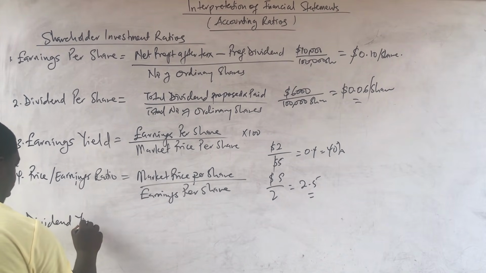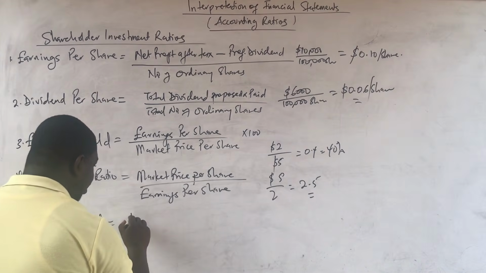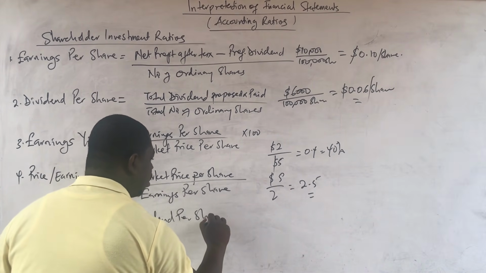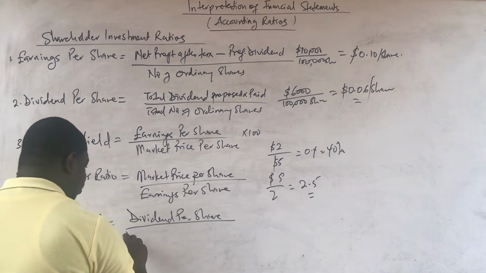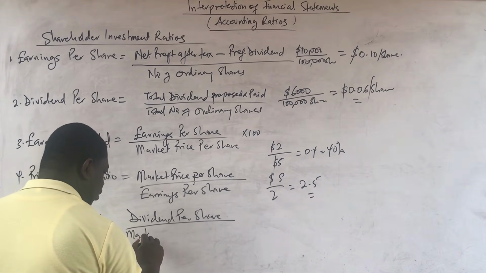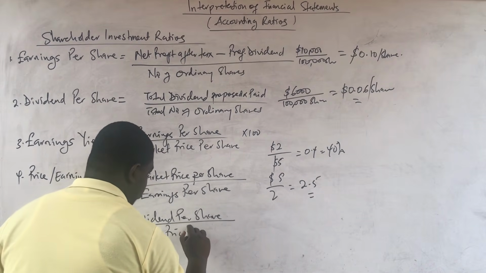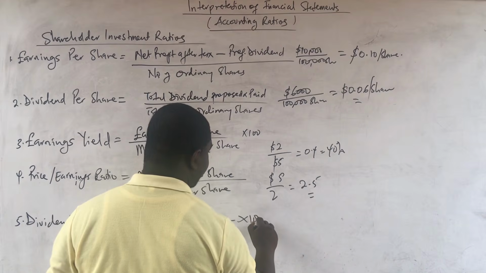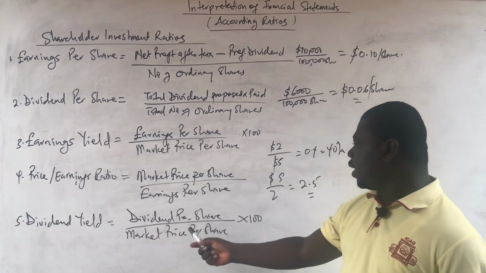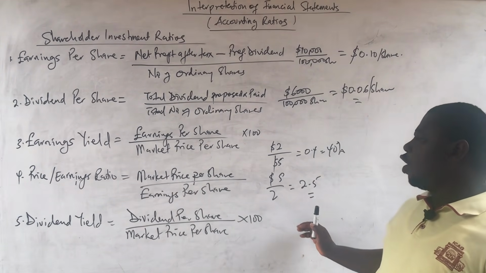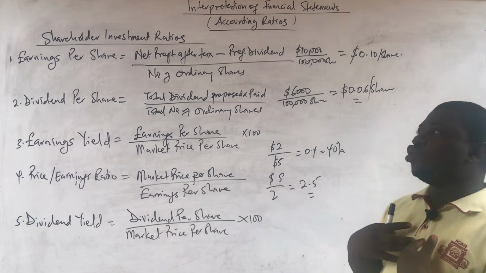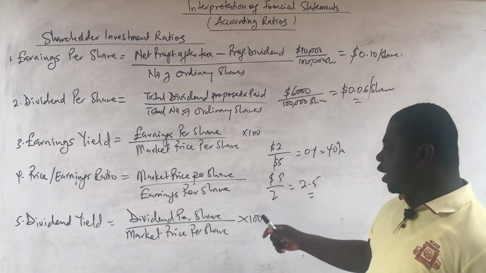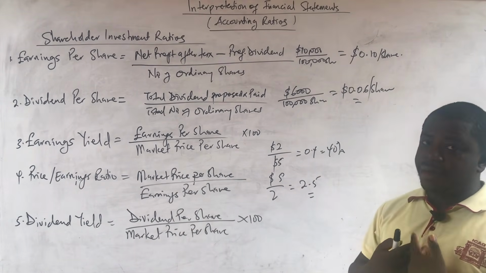Dividend yield is going to be dividend per share over market price per share, times 100. You will see that here we look at the percentage of the price of the share that is coming to you as dividend. Over here is the percentage that is coming to you as earnings for a year. Then we look at the percentage that is coming as dividend per year.